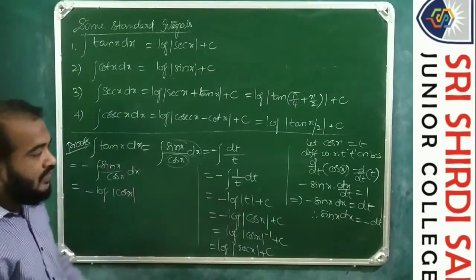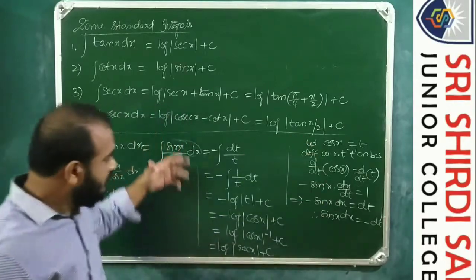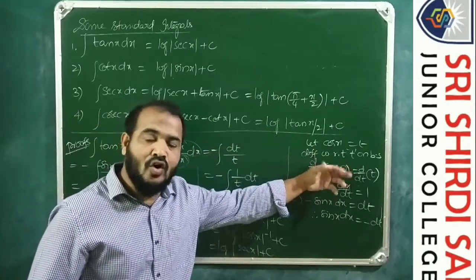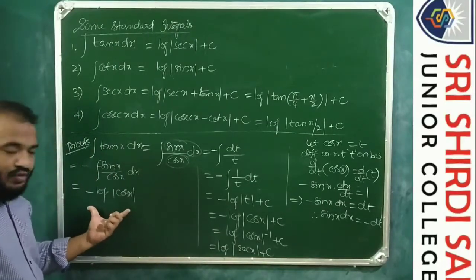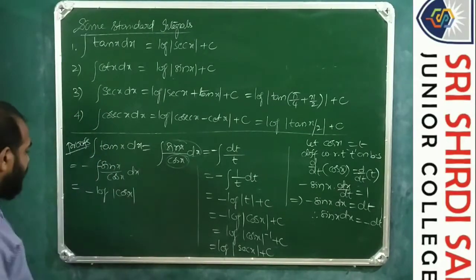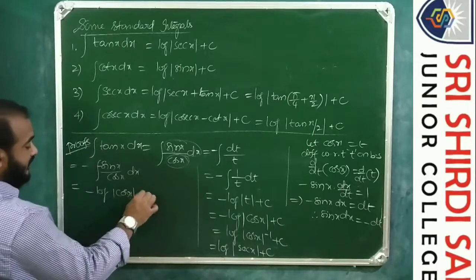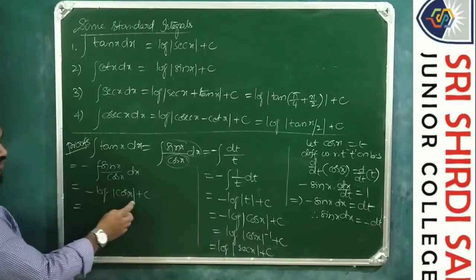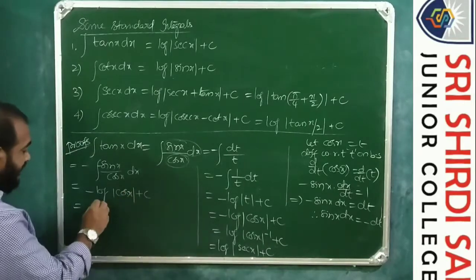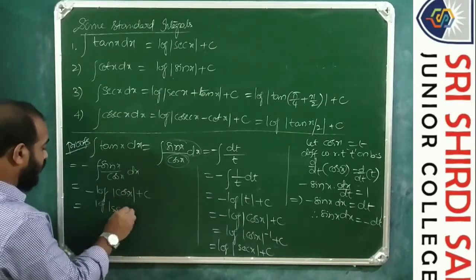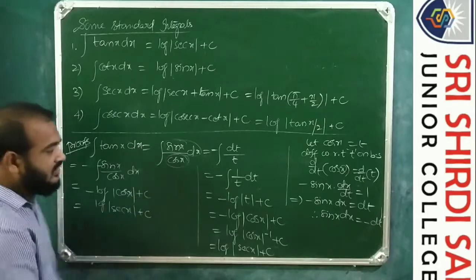Didn't I tell you? So all this process is not needed. So directly we can arrive at the final answer here. So minus log cos x plus c. So this is again log cos x inverse. So log 1 by cos x, log secant x. So in this way, this is the conventional method.